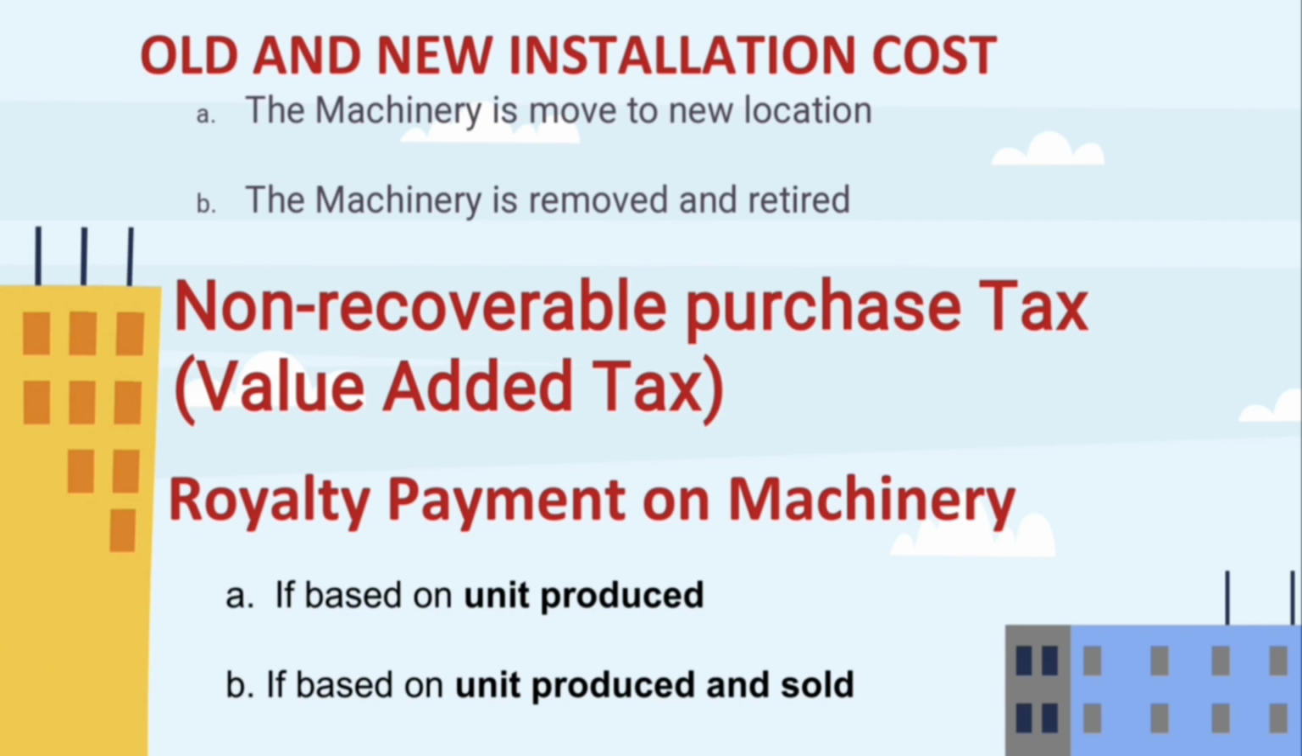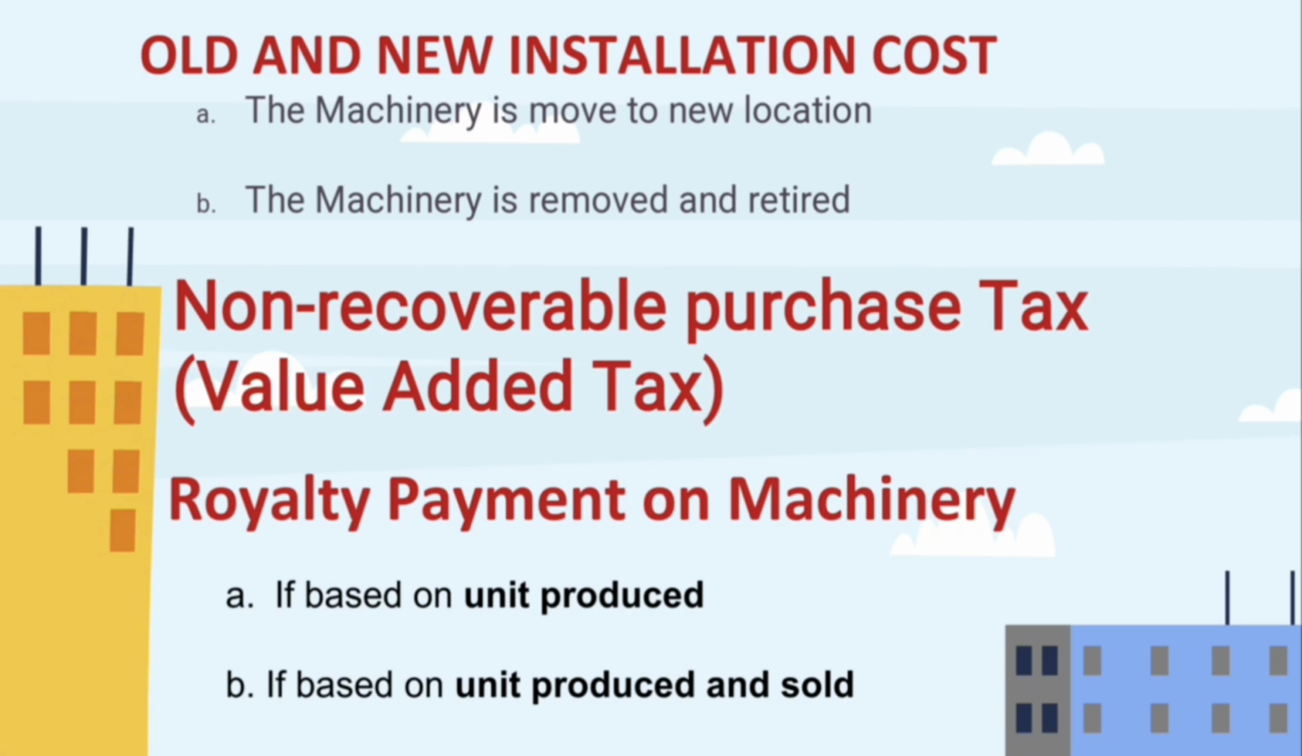So, for the machinery is moved to a new location, the depreciated old installation cost is expense and the new installation cost is charged to the new asset. While if the machinery is removed and retired, the depreciated old installation cost is expense and the new installation cost is charged to the new asset. In addition, the removal cost is also charged to expense.